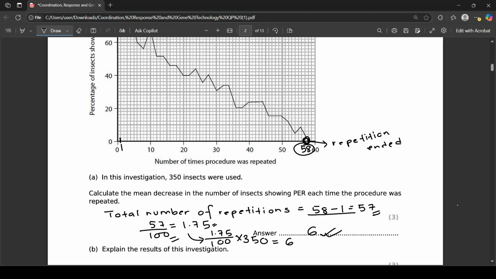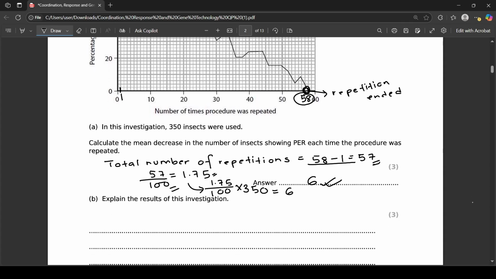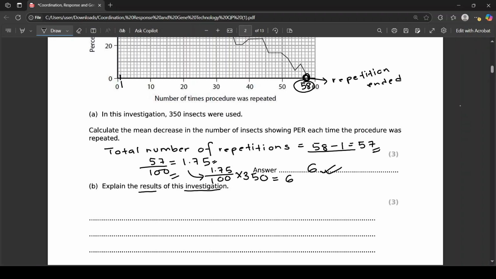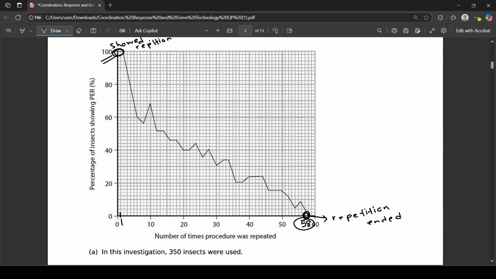I hope that's clear. Now let's move on to part B of question 1. Alright, so part B asks us to explain the result of this investigation. So whatever is recorded in this data, all we have to do is explain the data in the graph.